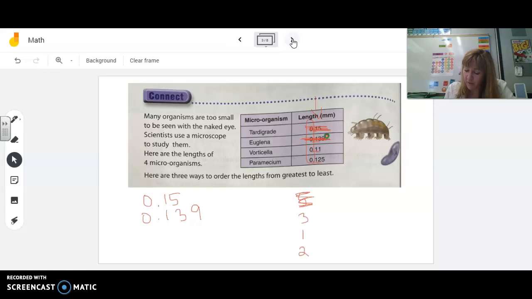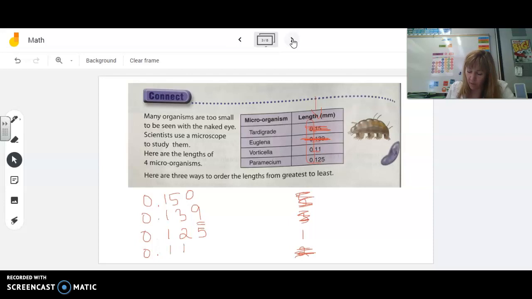It doesn't matter if it has more numbers, because if I were to insert a number up here in that one, it would have to be a 0. Okay, so the biggest is 5, the next is 3. So what number's bigger, a 1 or a 2? Well, it's a 2. So a paramecium, 0.125. Okay, and then the smallest one, the Vorticella, 0.11.